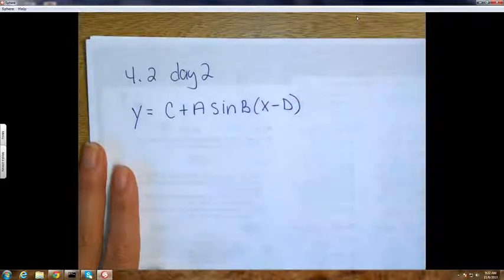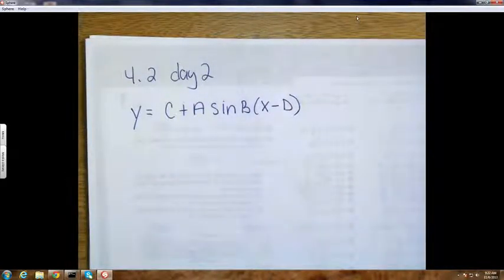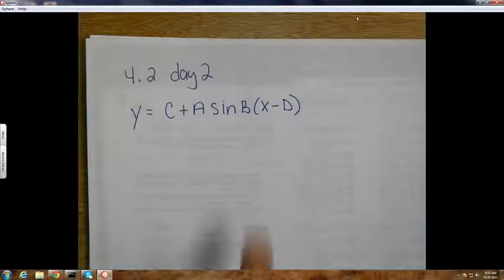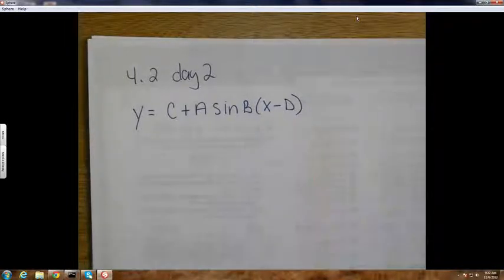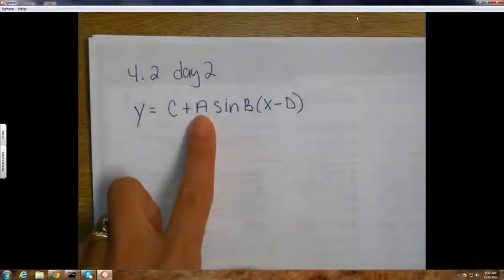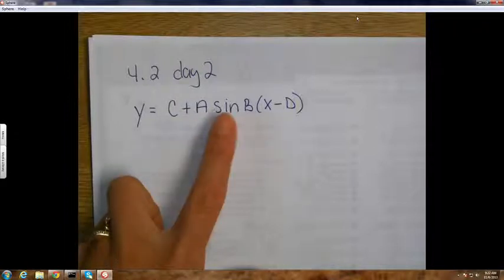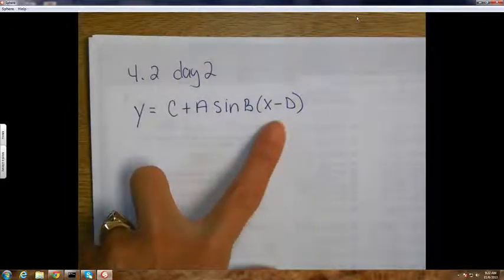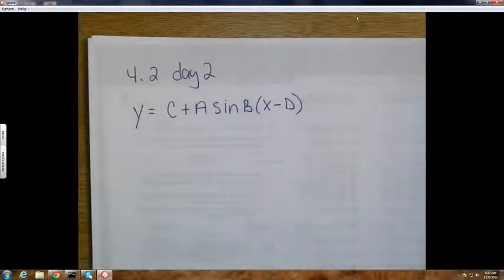Here we go. There's the extra, the minus D next to the angle here. We know what A does, amplitude, C does vertical shift, B affects the period. Now this minus D business. Grab your calculator. This one's not quite as easy to see either.